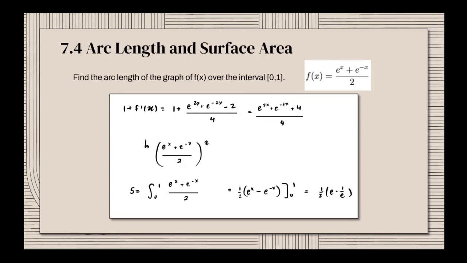This is a pretty simple problem. And so we would just take the derivative first. So take the derivative of e to the x plus e to the negative x over 2. And when we plug that into the equation, the square root and the squared cancel out, and you can easily take the integral.